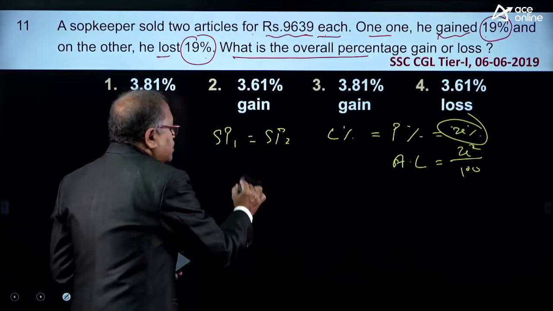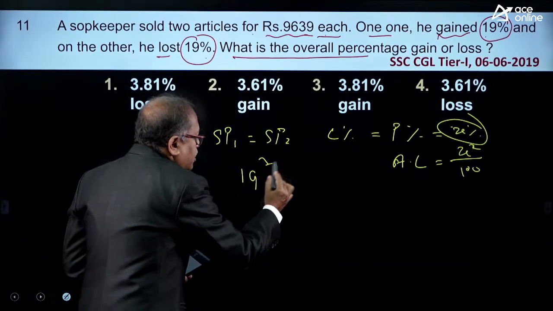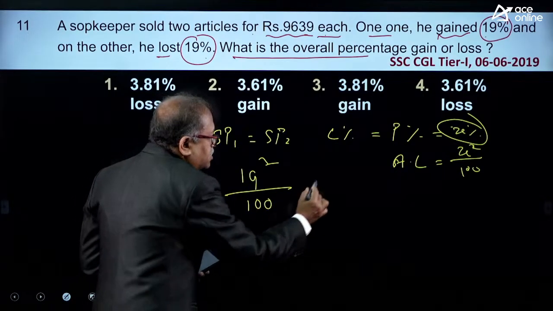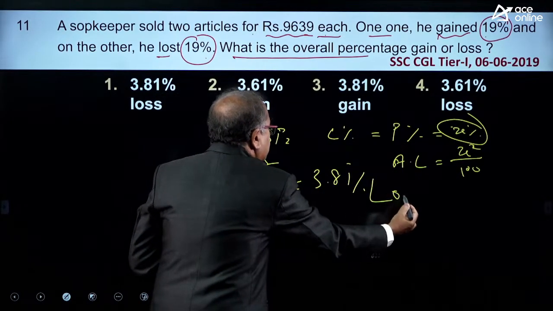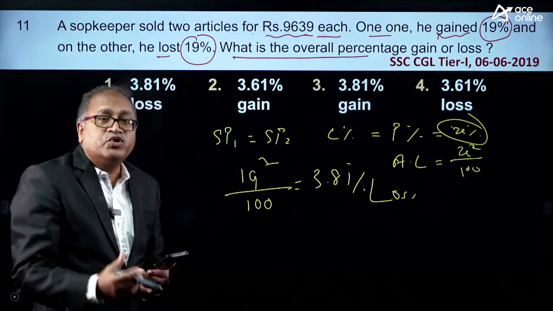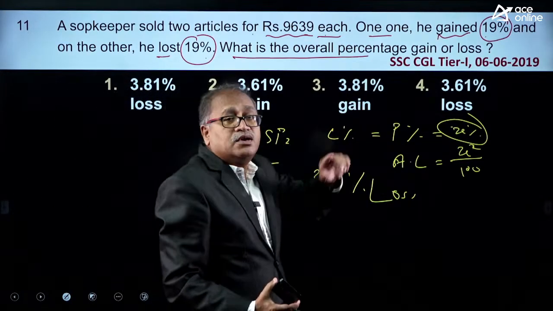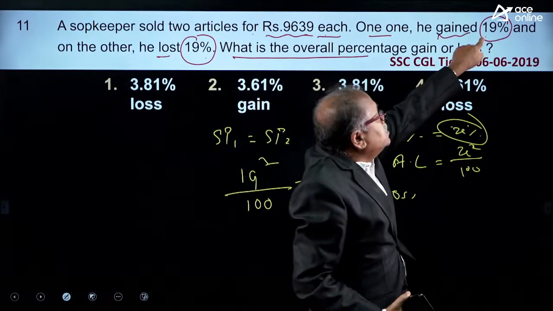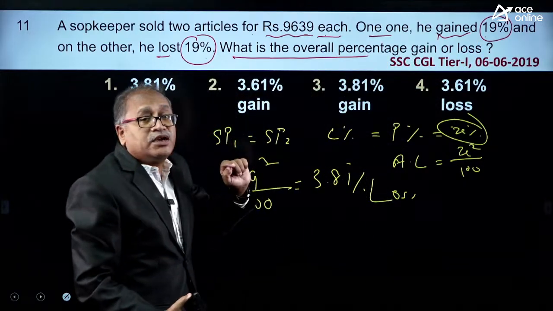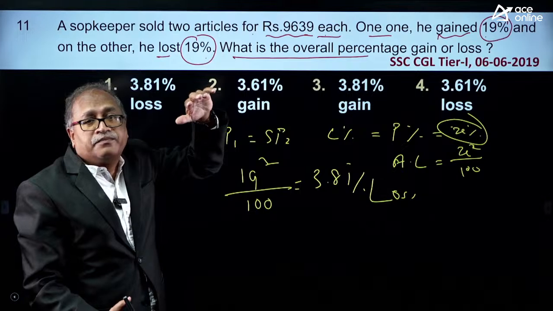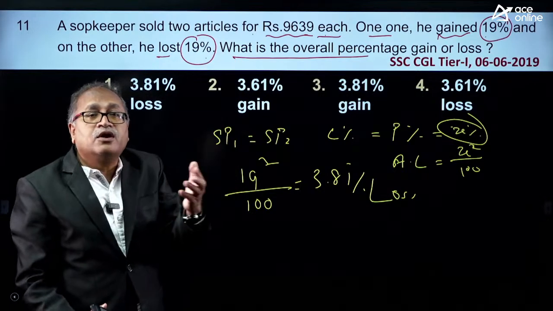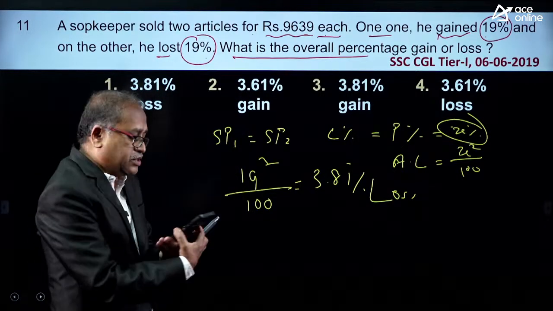Here it is nothing but 19 square by 100, that is 3.61% loss. But more important is we have to learn, in the next class I will discuss, that if 19% is there, and here 29% or here 30% is there, and the rest all are the same, then how do we handle it? We will discuss in our next class.